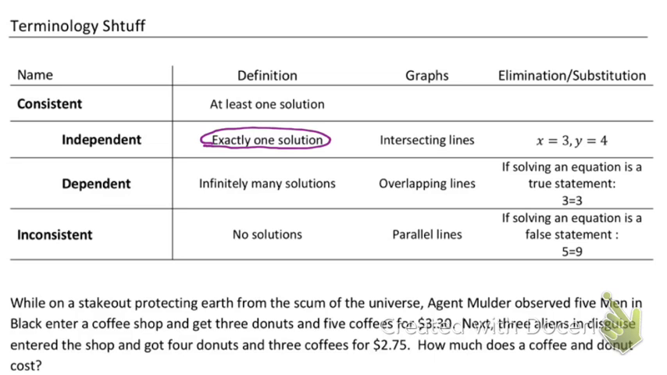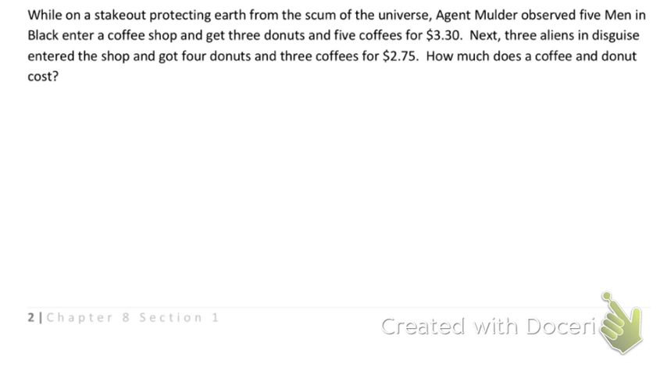All right, the very last thing we're going to do is go through a quick word problem, because everyone loves them. So we have some people on a stakeout protecting Earth, obviously. Agent Mulder observed 5 men in black enter a coffee shop and get 3 donuts and 5 coffees for $3.30. Next, 3 aliens in disguise entered the shop and got 4 donuts, 3 coffees for $2.75. How much does a coffee and a donut cost? So this guy's terrible at stakeouts because somehow he got the price at the end, but he missed giant signs that say how much stuff is worth. So we're going to just go with it.